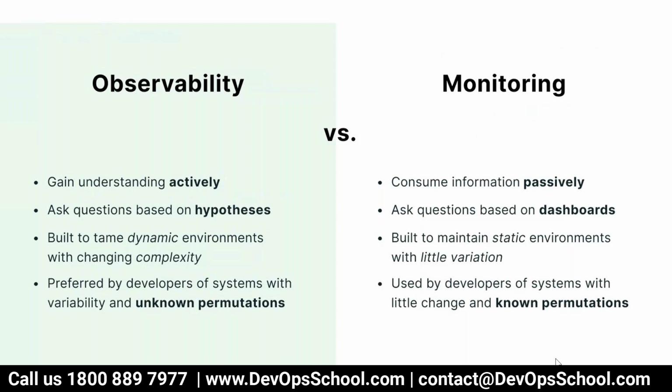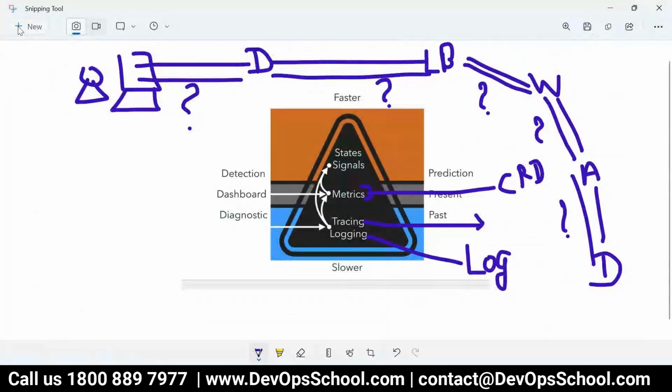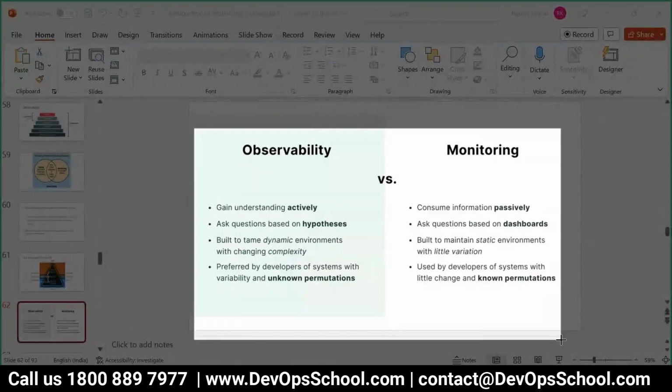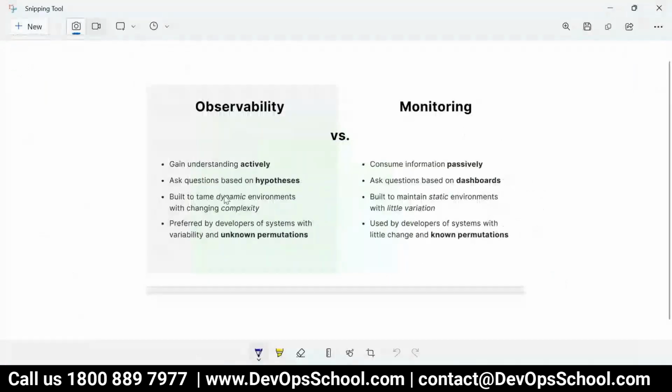Observability is built to tame dynamic environments while complexity is changing, and monitoring is built to maintain static environments with little variation. So what is the meaning of it? You will understand this through dynamic and static.